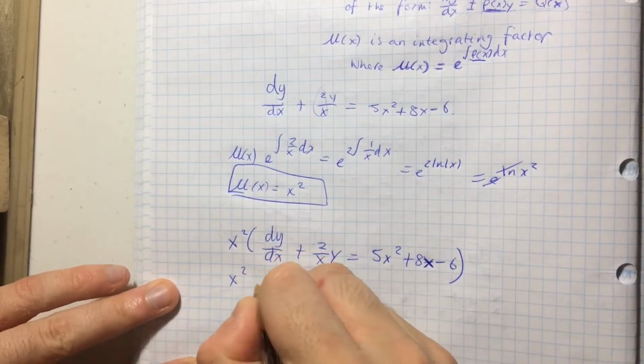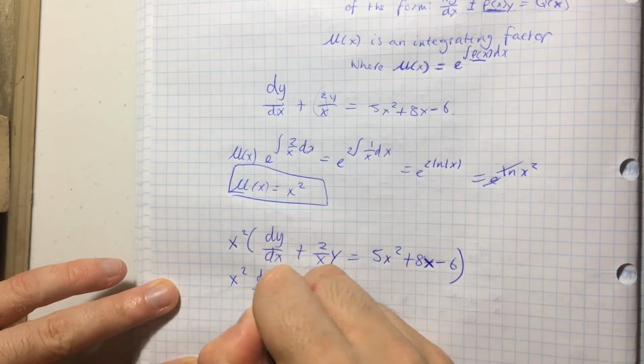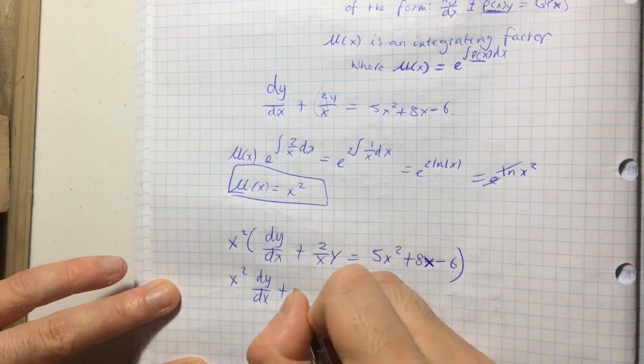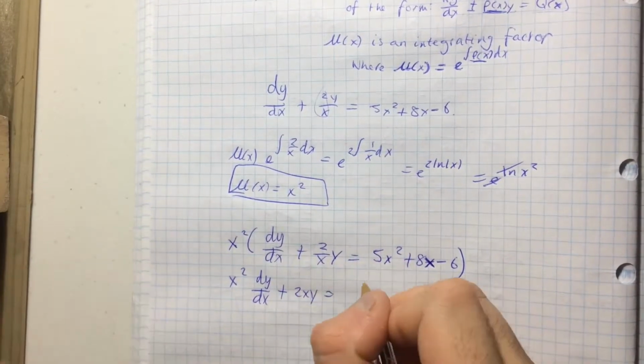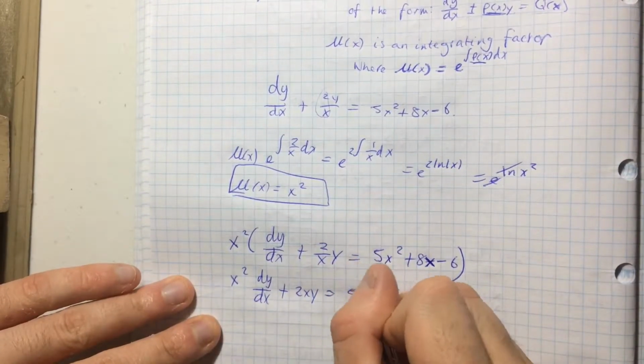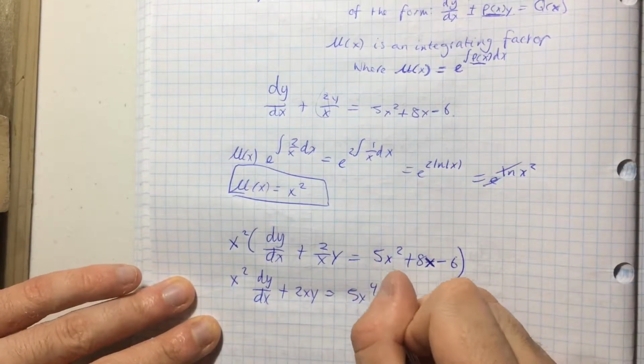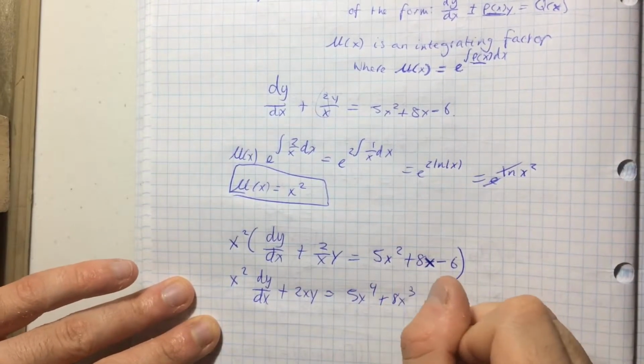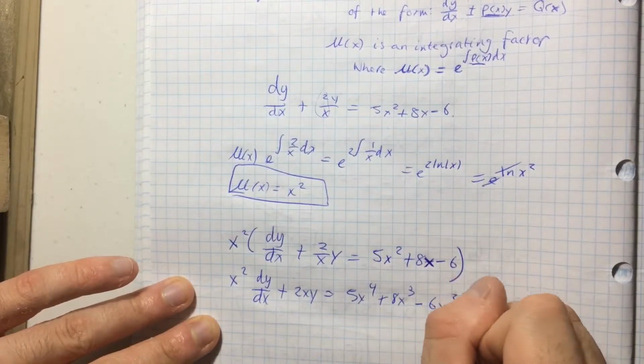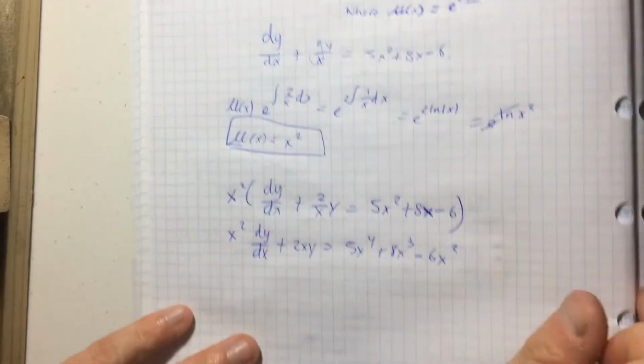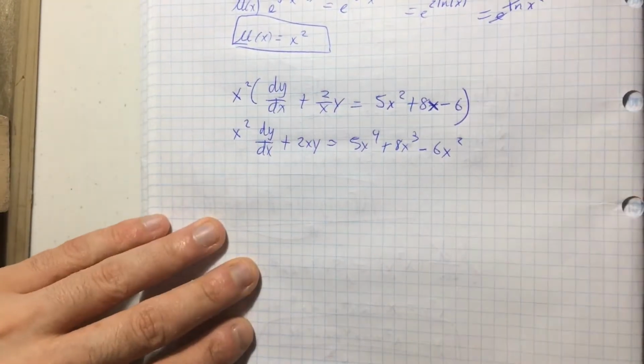So x squared dy/dx plus 2xy is equal to 5x to the 4th plus 8x to the 3rd minus 6x squared. Alright, cool. I'm sure we're all in agreement that that's the truth.